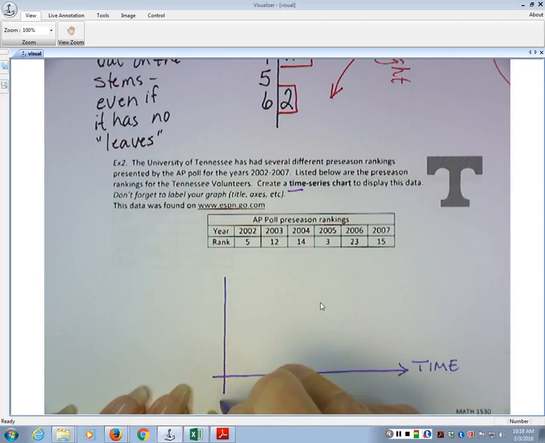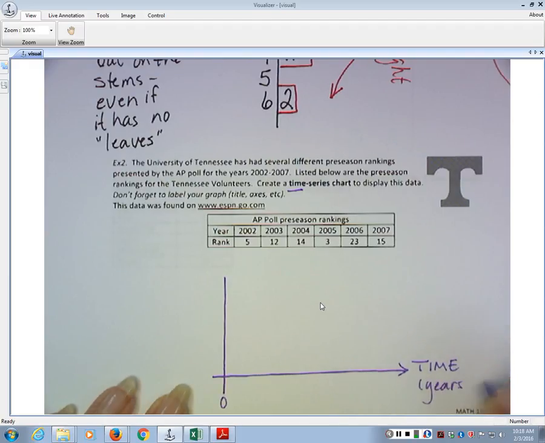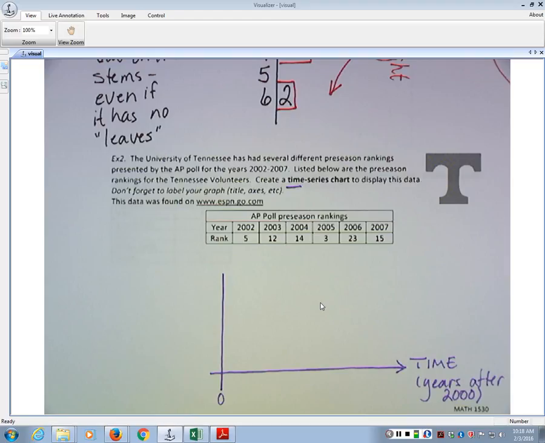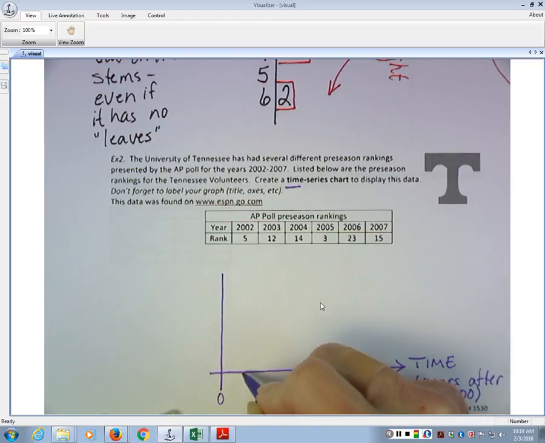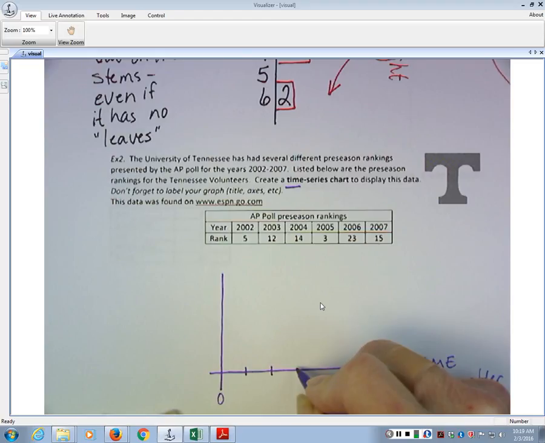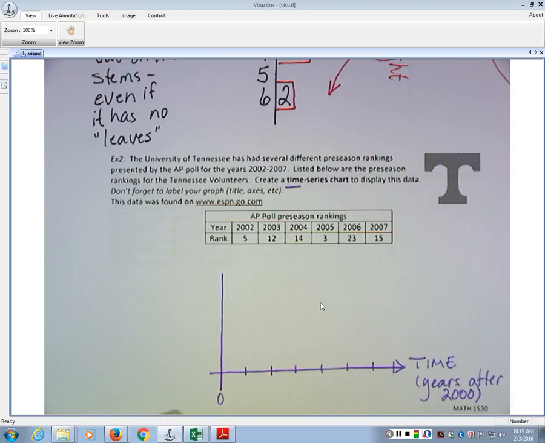So this would be year 2000, which we'll just represent with a 0. I'll just say that the time is being measured in years after 2000. So this would be 2001, this would be 2002, 2003, 2004, 2005, 2006, 2007.